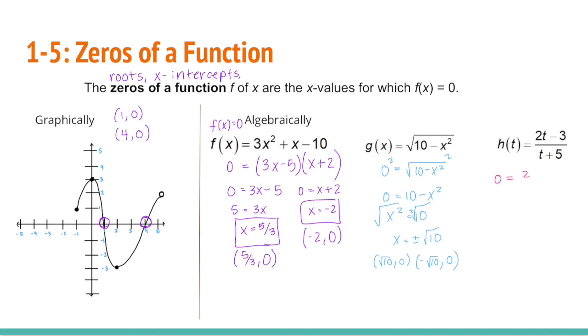I'm going to set h of t equal to 0, so 0 equals the rest of my equation, and I'm going to multiply both sides by t plus 5 to free up that denominator. And what's going to happen is t plus 5 times 0 is just 0. So this time I'll only get one x-intercept at t equals 3/2.